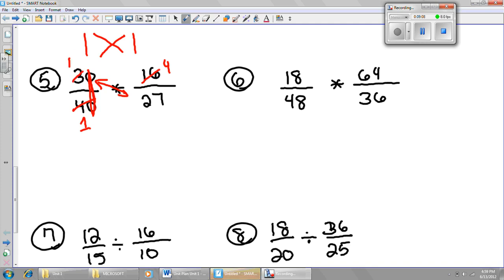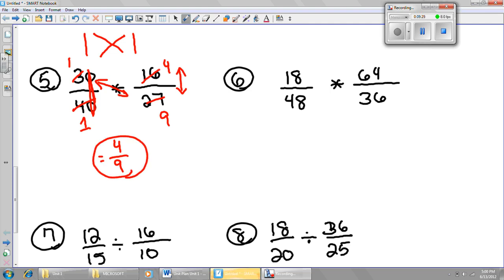3/27 is the same as 1/9. I'll check this way, the vertical on the right, but I'll see that 4/9 doesn't simplify. So now that I've simplified in all 4 directions that were possible, I can multiply. 1 times 4 is 4, and 1 times 9 is 9. And there is my answer.